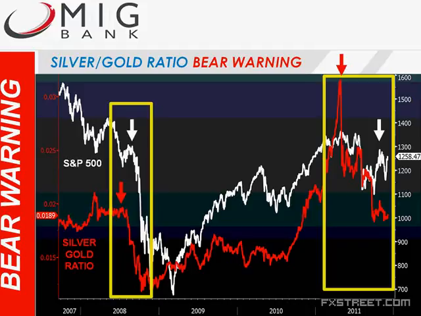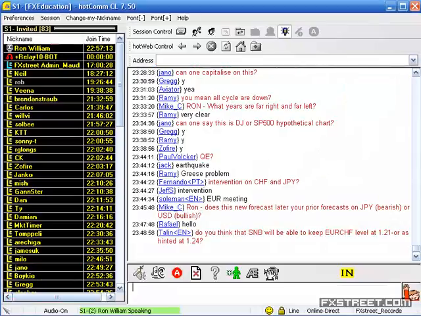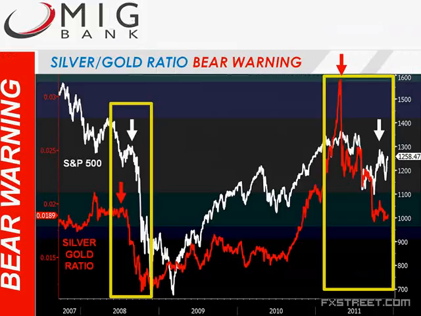Someone just asked, Talon's just asking, do you think the SNB will be able to keep the Euro-Swiss level at 1.21, or as they've hinted, 1.24? I'll come on to that question in a bit, but my short answer is I believe there is a probability that they move in at 1.24 just before Christmas. That's the rumor, that they might come in with an early Christmas present for market participants, and move the intervention level even higher.